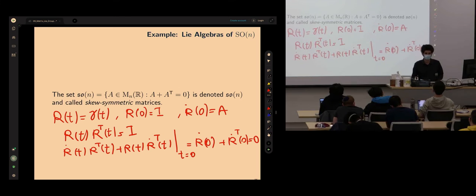Whatever, that's the initial condition. Why do we construct the path like this? I plus tA.